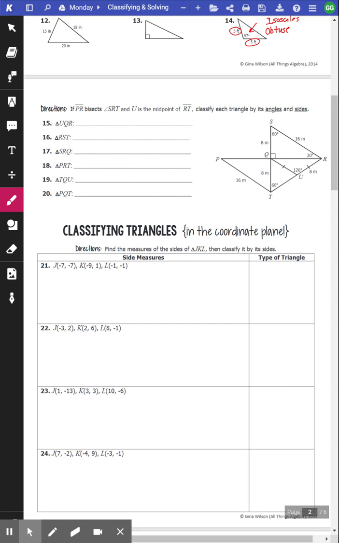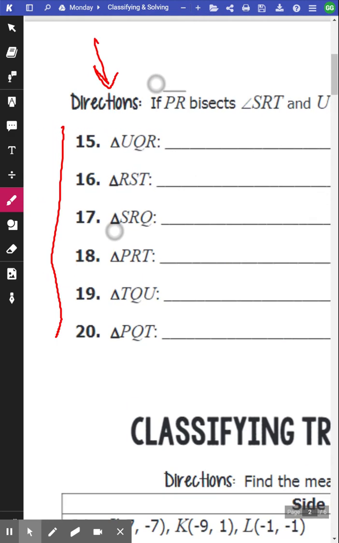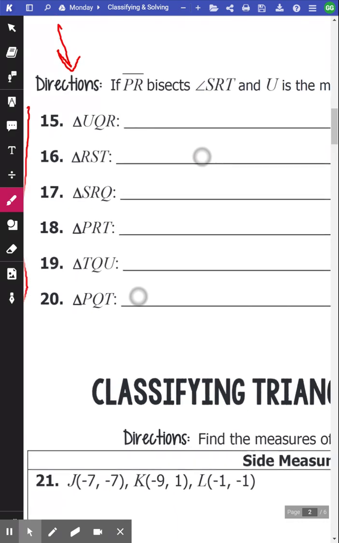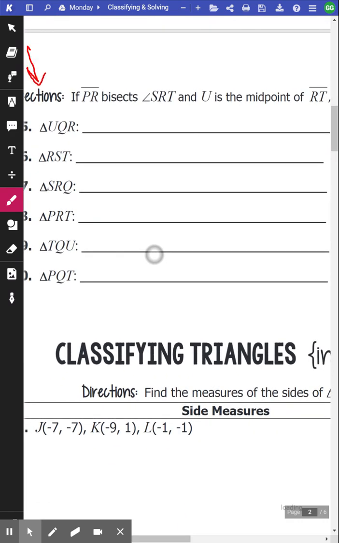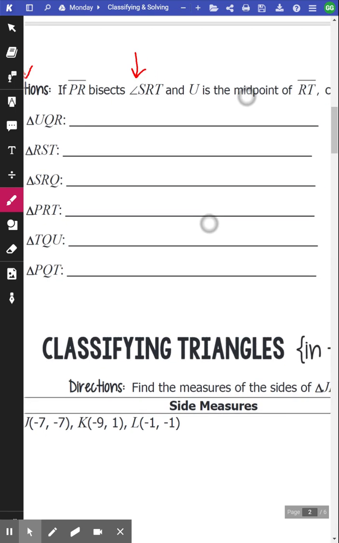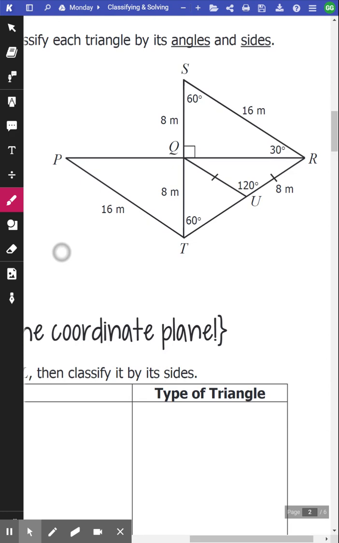Okay, so here we are in this section now. What's important is going to be how well can you read direction? You have to understand what's happening in the picture. So it starts off by saying that you have a segment, PR, bisecting an angle, SRT. So you go to the picture, it tells you that PR right here is cutting this angle, SRT, in half. All right?